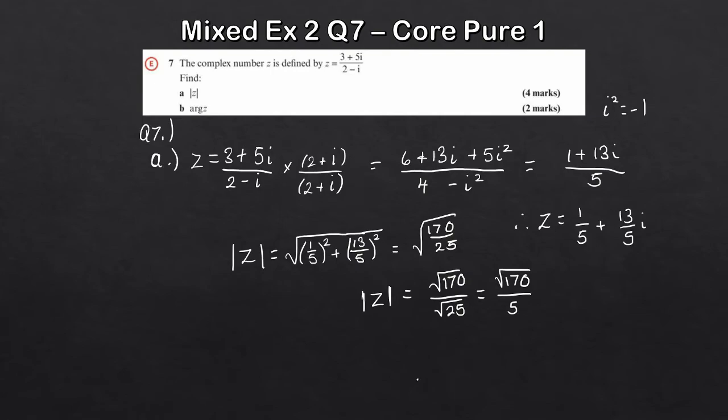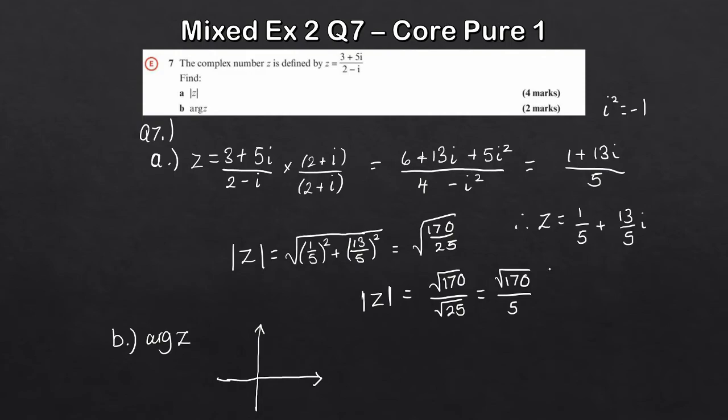for part A. And then part B, we just want to find the argument of z. So how would we do that? Again, I would recommend for all the argument questions that you have to do, just draw a little sketch just to illustrate the problem at hand. It doesn't have to be perfect. My art skills are terrible.